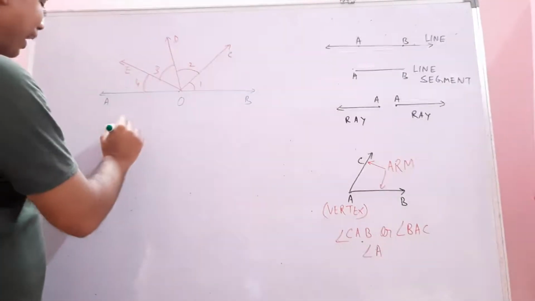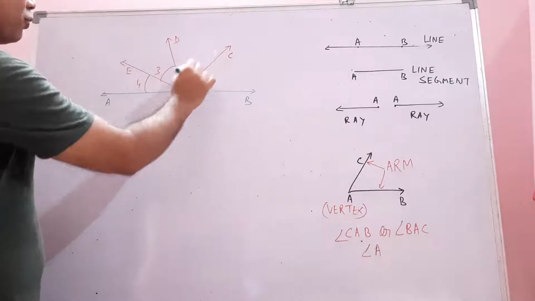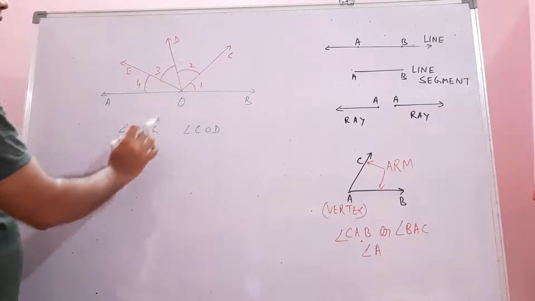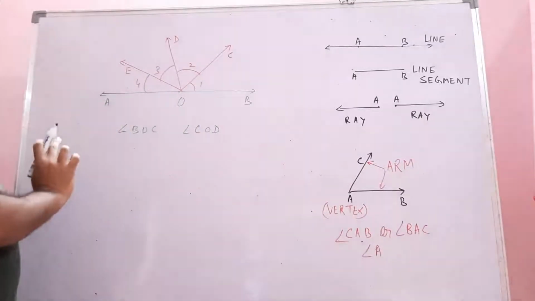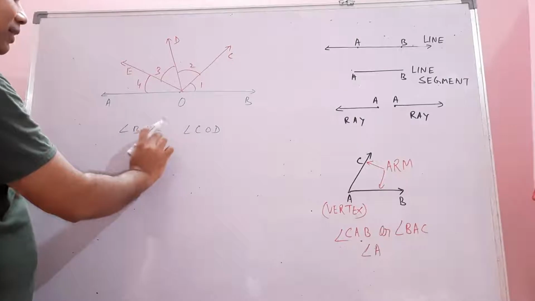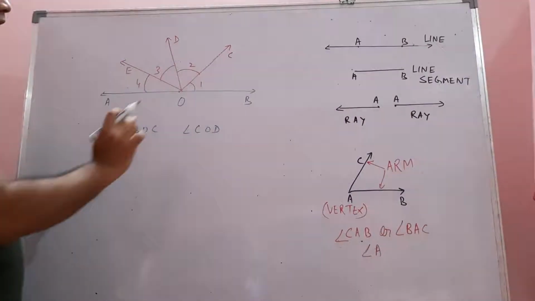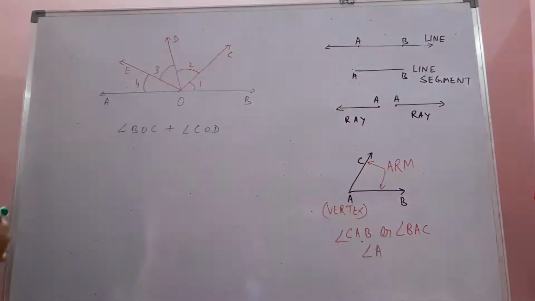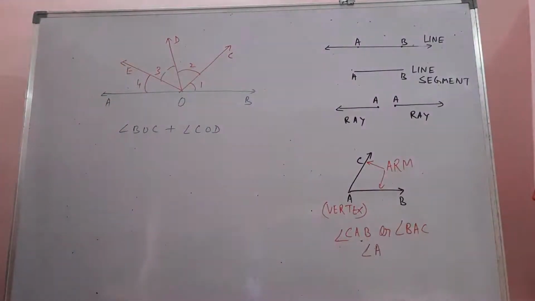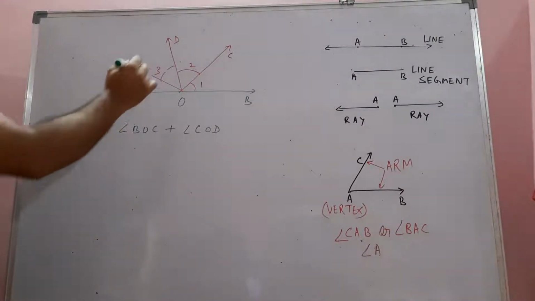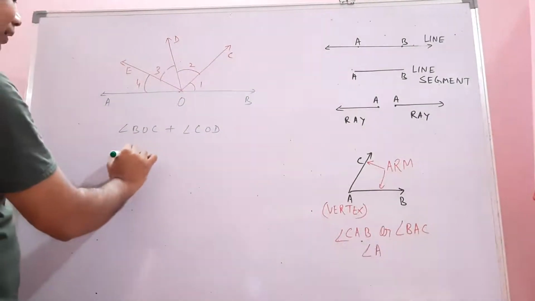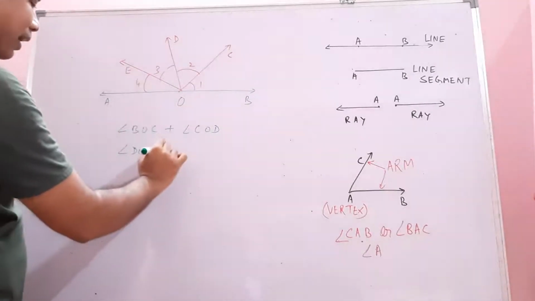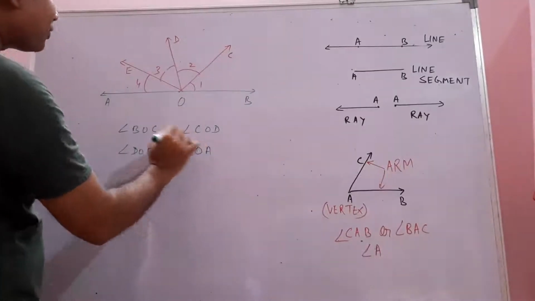Now, out of these four angles, if I see angle 1 and angle 2, angle 1 means angle BOC, angle 2 means angle COD. So these two angles have the same vertex and one common side OC, one common arm. So they are adjacent angles, so we can add them. Next, angle 3 and angle 4: angle 3 means angle DOE, and angle 4 is angle EOA or AOE. They are also adjacent angles.